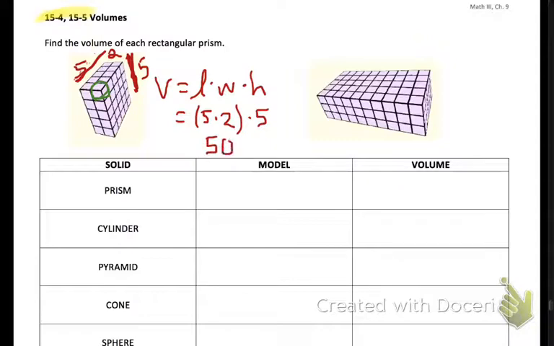So we have 50 cubic units. Units, U-N for units, units cubed, cubic units. And that would be the volume. How many cubic units can we fit in this shape? It would be 50 of them.